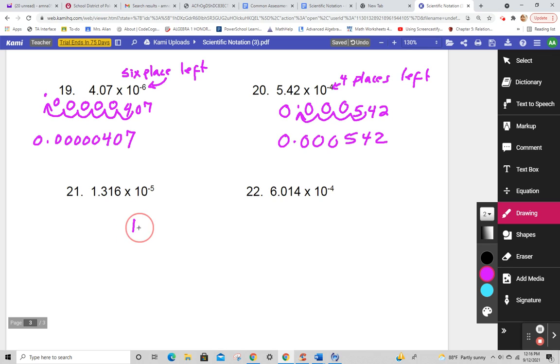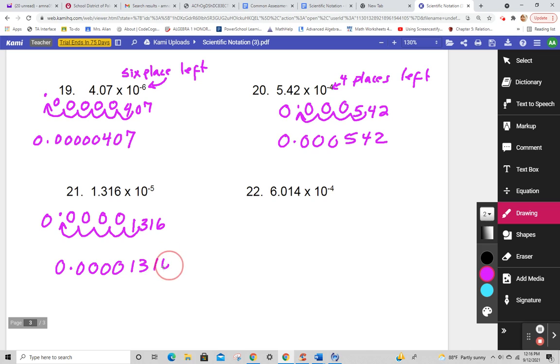So we start with 1.316. We're moving the decimal 5 places to the left. 1, 2, 3, 4, 5. So the decimal point goes here. We'll put a 0 here, here, and here, and here, and here. So the number is 0.00001316.